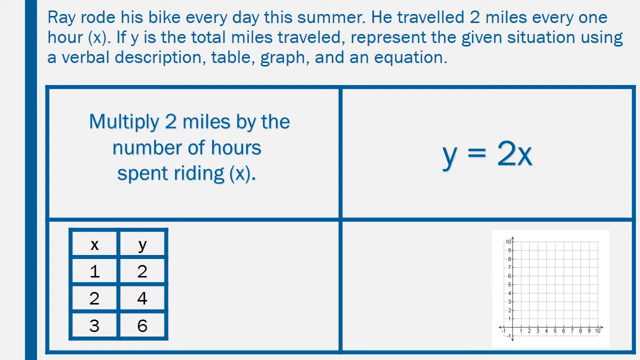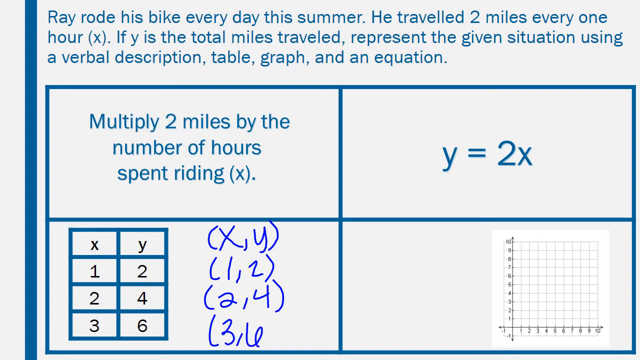Well, very good. You got your ordered pairs first, but that doesn't mean we're done. But we'll go ahead and get that ordered pair from you. What's your first ordered pair? Okay, 1, 2, 2, 4, and 3, 6.